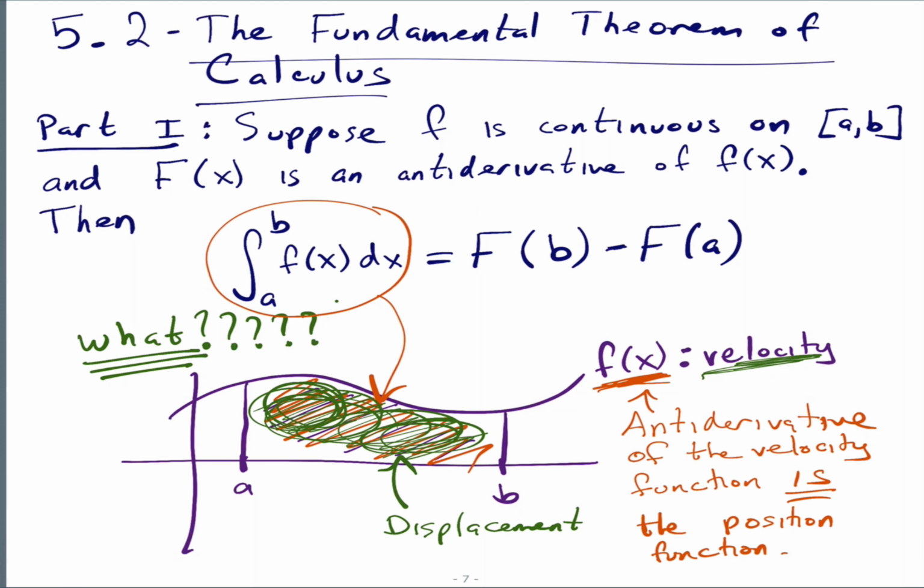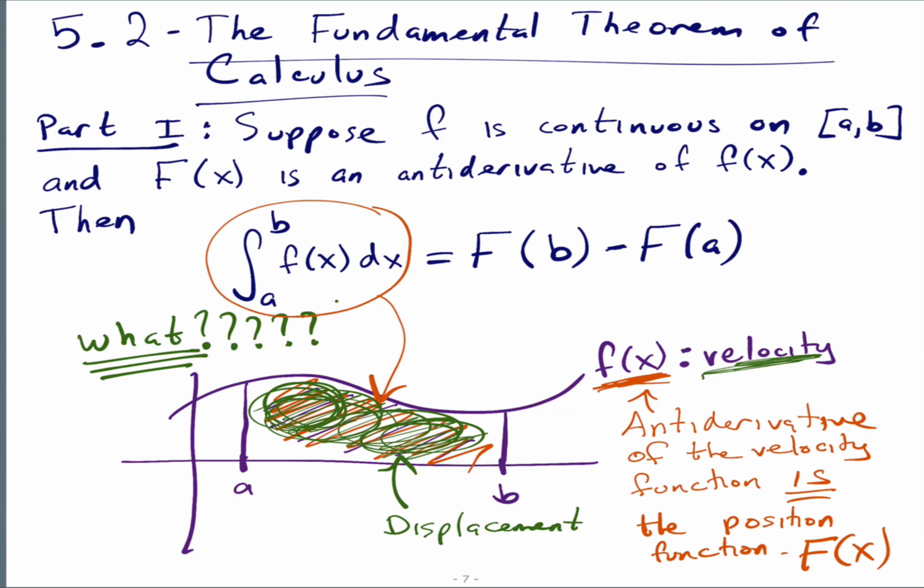You have the position function, you get its derivative, you get the velocity. Get the derivative of velocity, you get acceleration, right? And so then you can go back. If you have acceleration, you get the antiderivative, you get velocity. Get the antiderivative of velocity, you get the position. Okay, so this is the key thing here. In this case, we're calling it capital F of x, right? So far, so good?